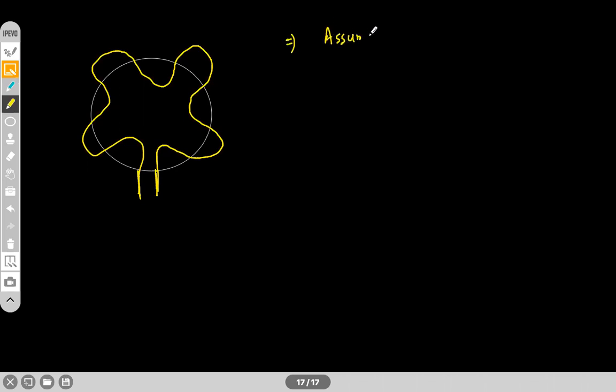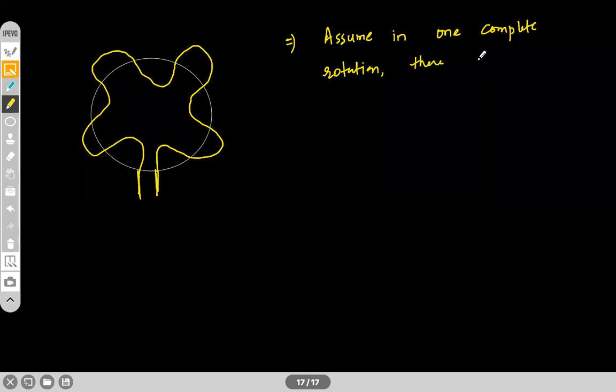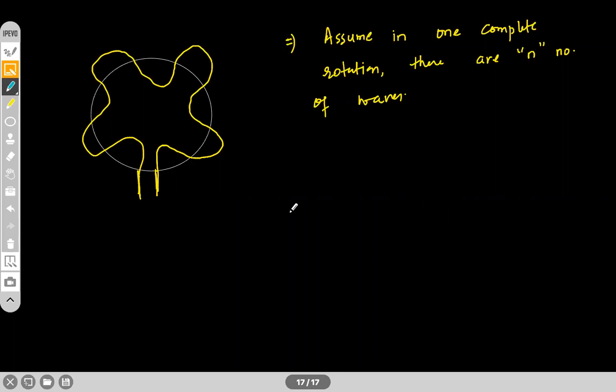Assume in one complete rotation there are n number of waves. So what is a wave here? From this point to this point, could you tell me the distance? This is one complete wave, so this distance is lambda. Similarly from this point, another wavelength, lambda. Like this, we have n number of waves associated here in one complete rotation, correct?